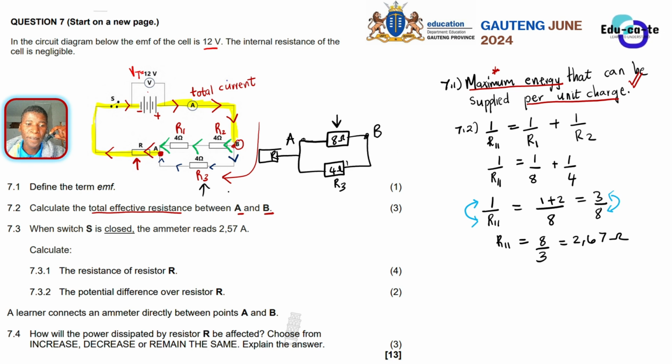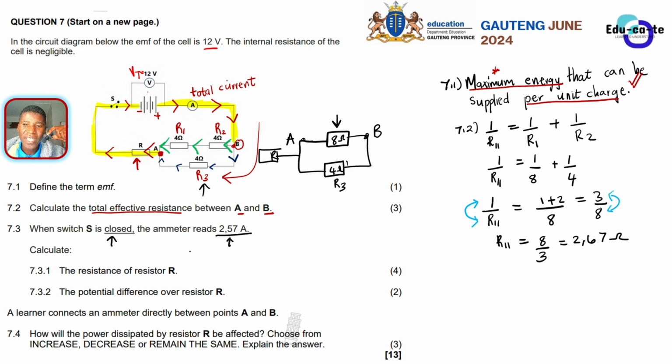So that's the combination. And then now they say, when switch S is closed, so now we are closing switch S, it means that we are allowing current to flow through the circuit. Now, the ammeter reads 2.57 amperes. Remember, the ammeter, we've already determined that it is measuring the total current of the circuit. So if the statement is saying that ammeter A is reading 2.57 amperes, it means that the total current of the circuit is 2.57 amperes, because this ammeter is measuring the total current.